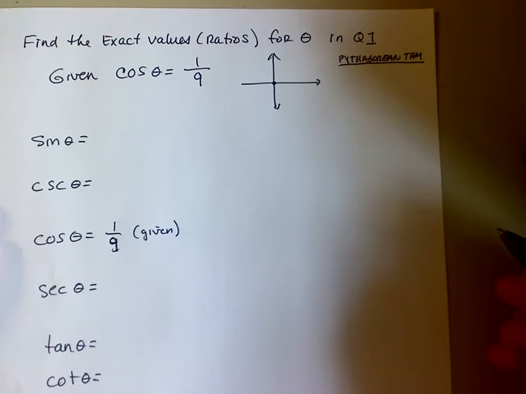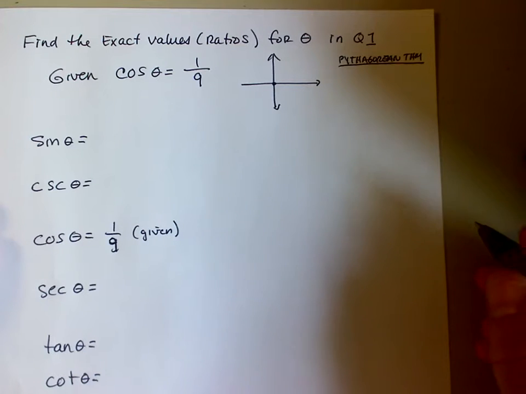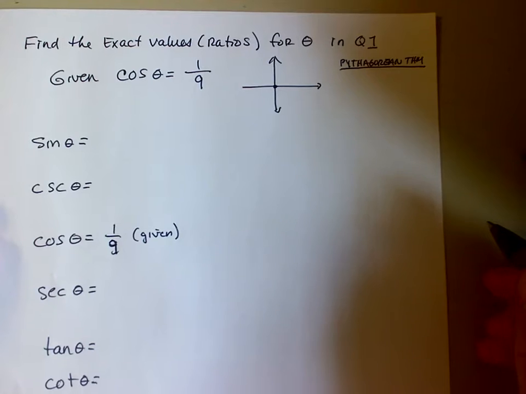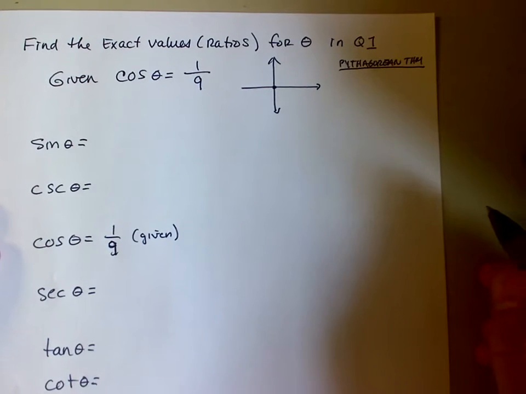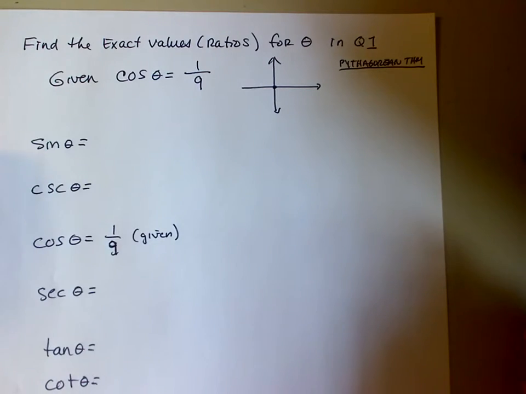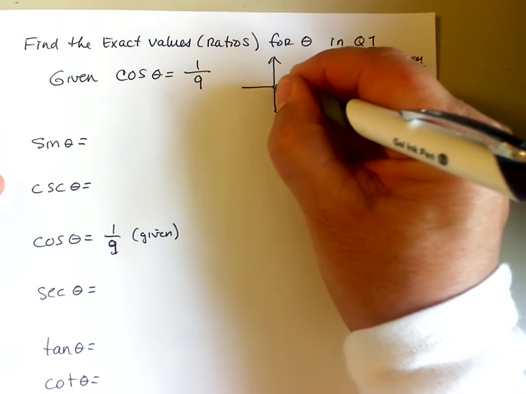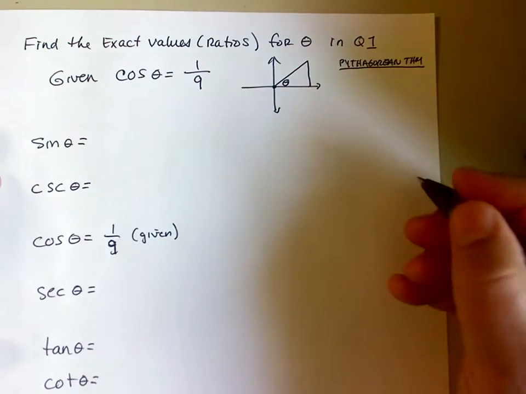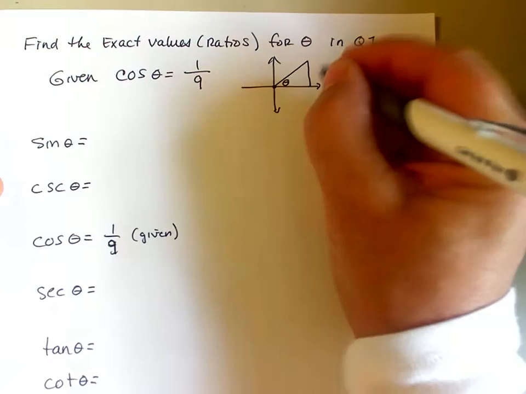In this video lesson, we will be finding the exact values or ratios for theta in quadrant 1 given the cosine of theta is equal to 1/9. First, we will draw an angle in standard position in quadrant 1 with theta as its angle.